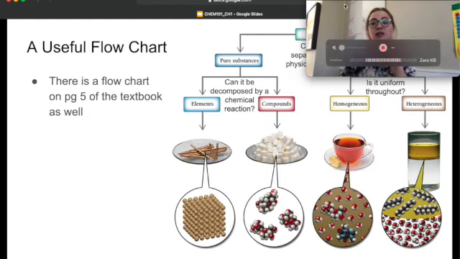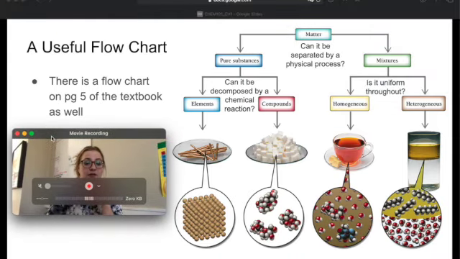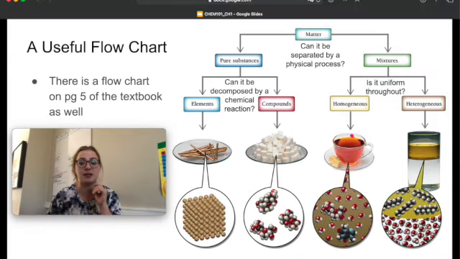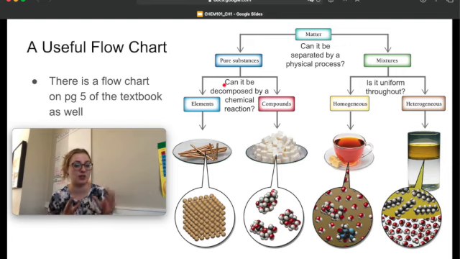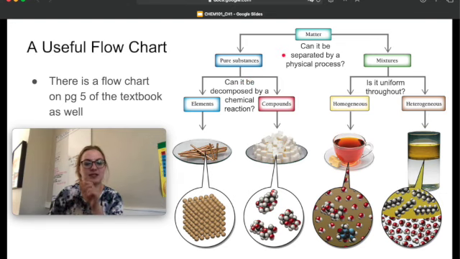So there is a really convenient flow chart on page 5 of your book, but it's going to look something similar to this. I just didn't have access to some of the graphics from the book before I made these slides, but I've contacted the publisher, so I'll get access to some of the graphics and put them directly into the slides in the future. But this is a very similar picture, and I like that it shows us what's happening on the atomic molecular level as well.